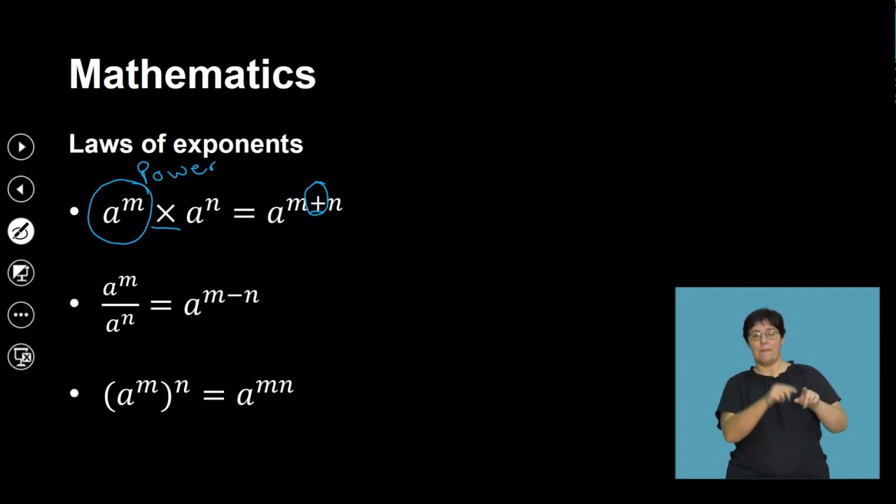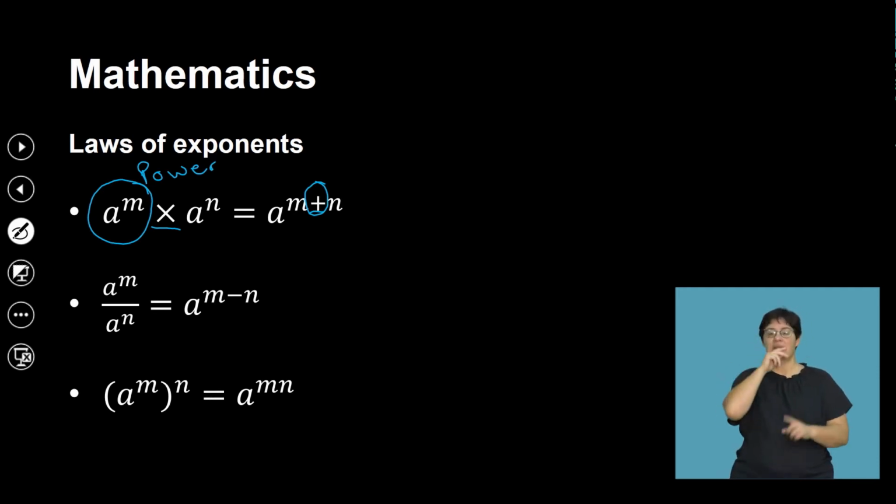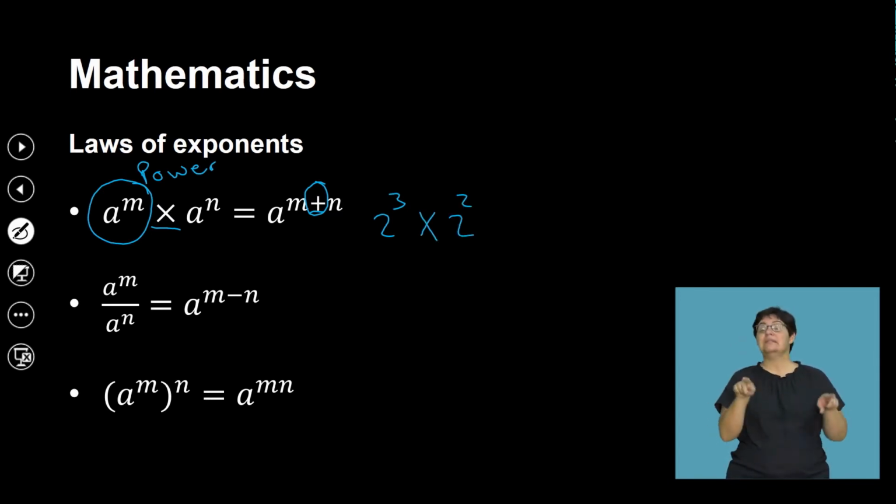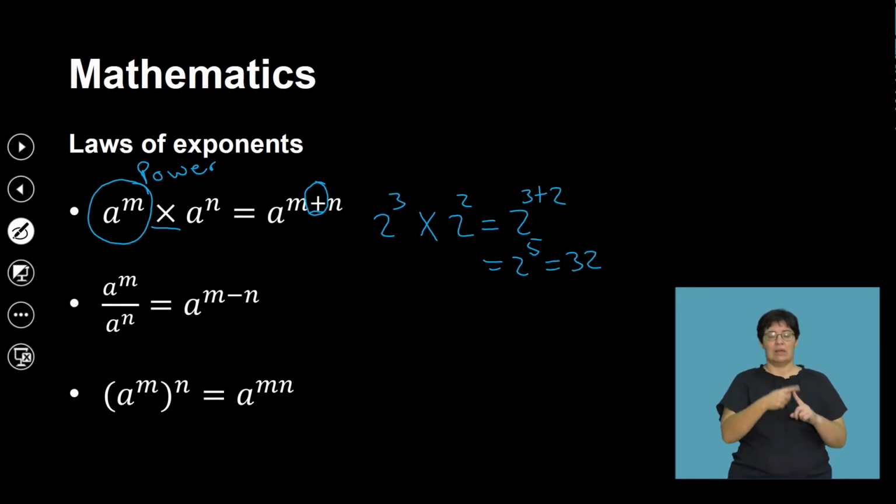We also have another law that says if an exponent is raised to another exponent, the operation between them will be a multiplication. So let's just quickly look at a few examples that have to do with this. If I say to you, I have 2 to the exponent of 3 multiplied by 2 to the exponent of 2, this will be the same as 2 to the exponent of 3 plus 2, which will then give me 2 to the exponent of 5. And according to the calculator, this will definitely be 32.